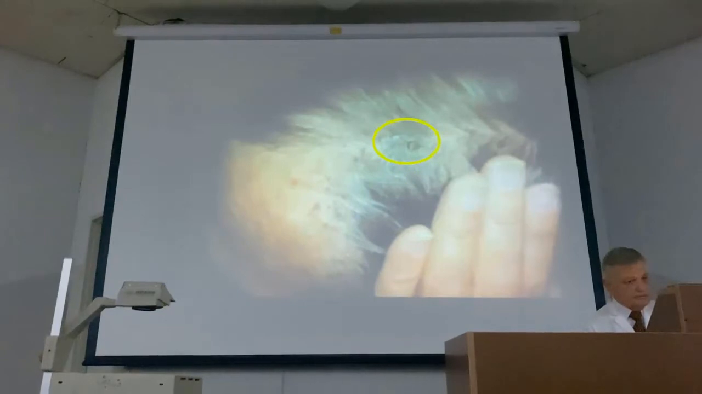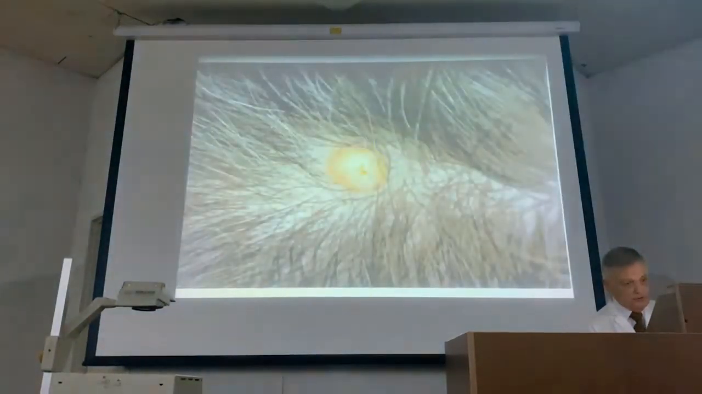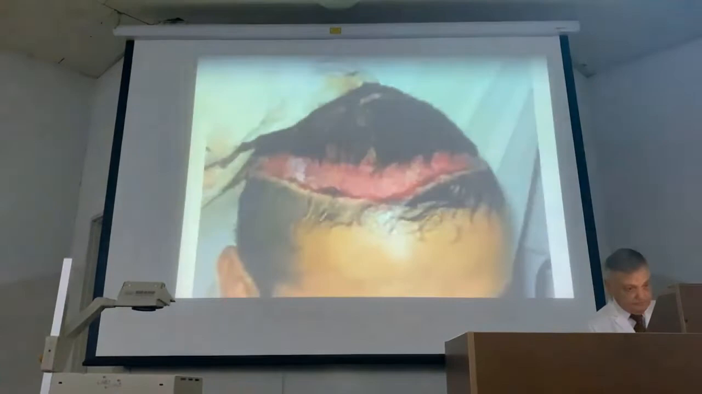Then we have black spots. Black spots, they may develop into fungating tumors. Is this malignant or benign? Nice outline, not very ugly. So this is a benign sebaceous cyst.